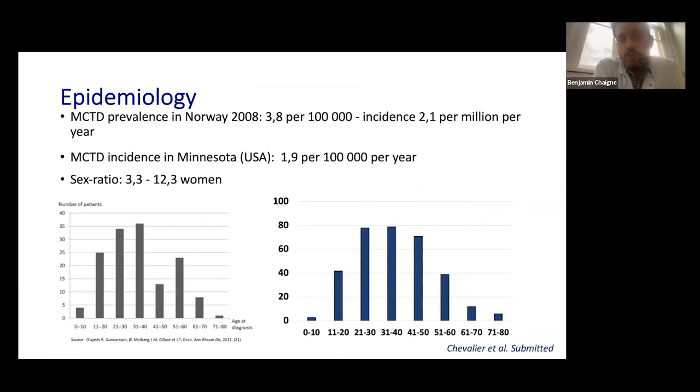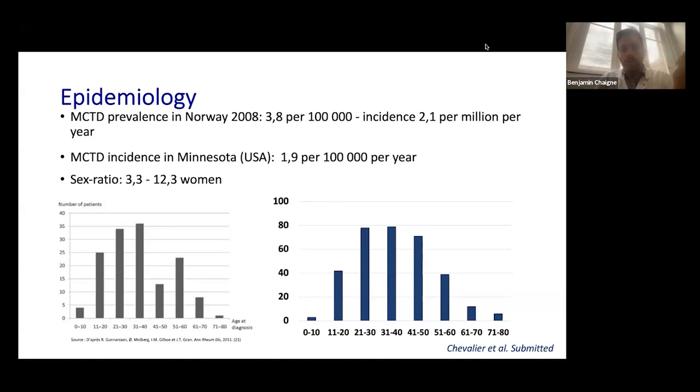To take a second to talk about MCTD epidemiology, there are not so many studies in the literature. Most of the literature in the European part of the world was made in Norway. And we have some studies that evaluated the incidence and the prevalence of the disease. Most of the data came from Norway, as I said, and told us that the prevalence of the disease was 3.8 per 100,000 inhabitants, and the incidence of the disease was 2.1 per million per year. In the United States of America, in Minnesota, the incidence of MCTD was evaluated to be 1.9 per 100,000 inhabitants per year. So it's a rare disease, which is, of course, fitting since we are in the Reconnect group here.